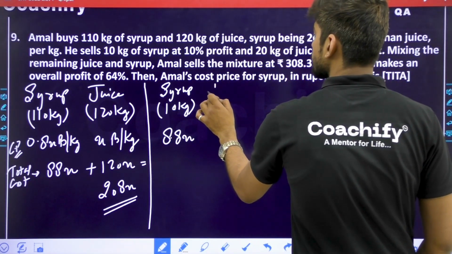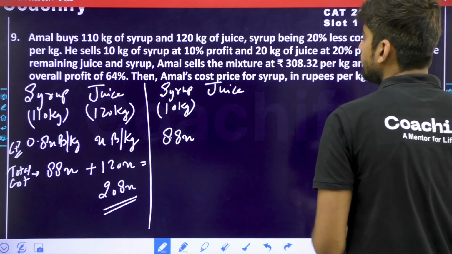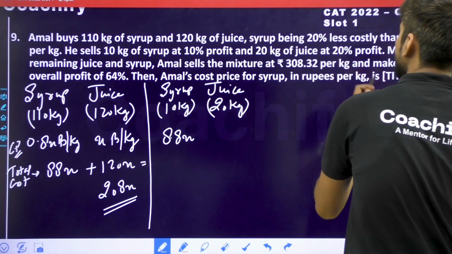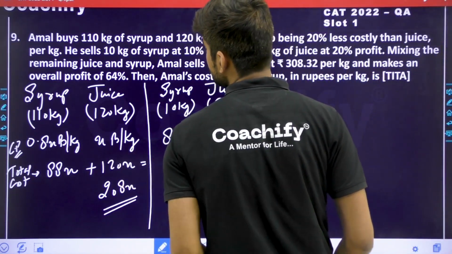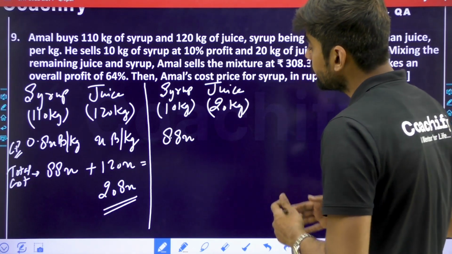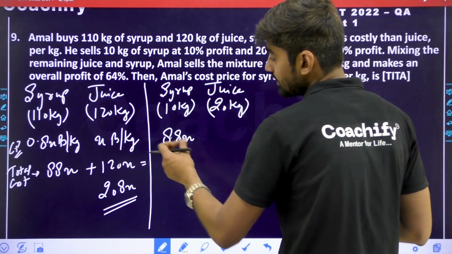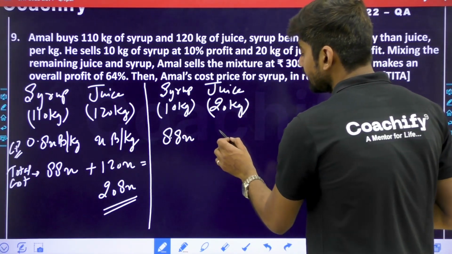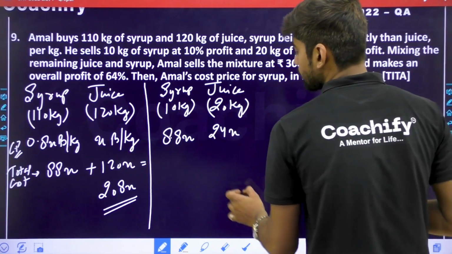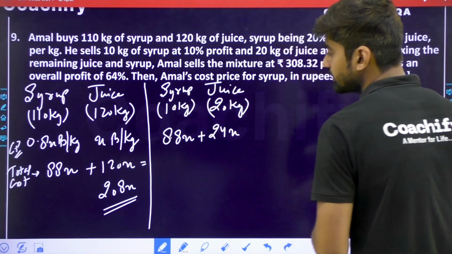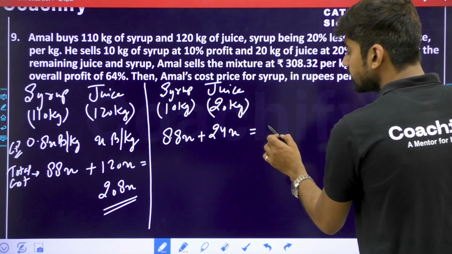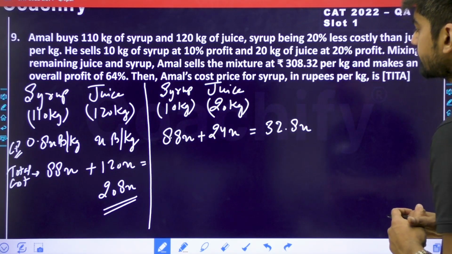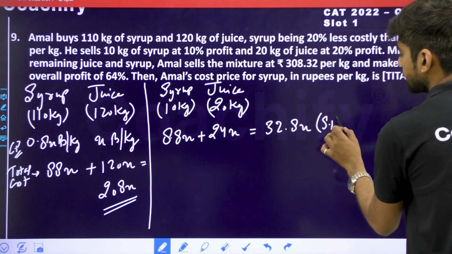Now for juice, the question says that you are selling 20 kgs of juice at 20% profit. So the cost of juice per kg is x rupees. When you add 20% profit to it, the selling price per kg becomes 1.2x. You multiply it with 20, it will give you 24x. So the total selling price of this part is 32.8x. This is my selling price till here.